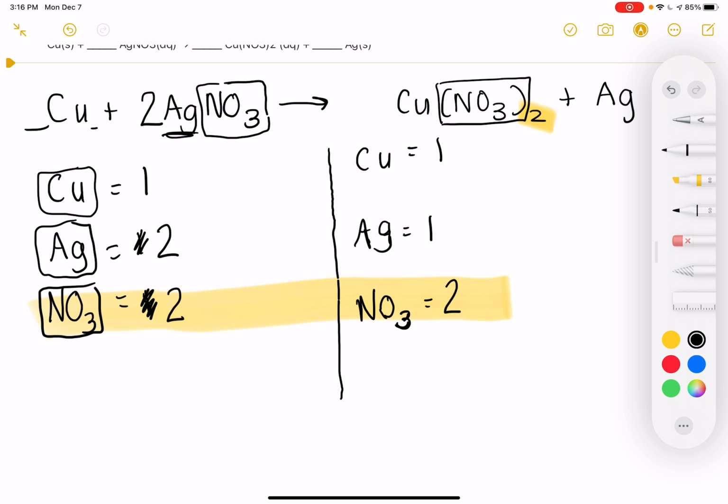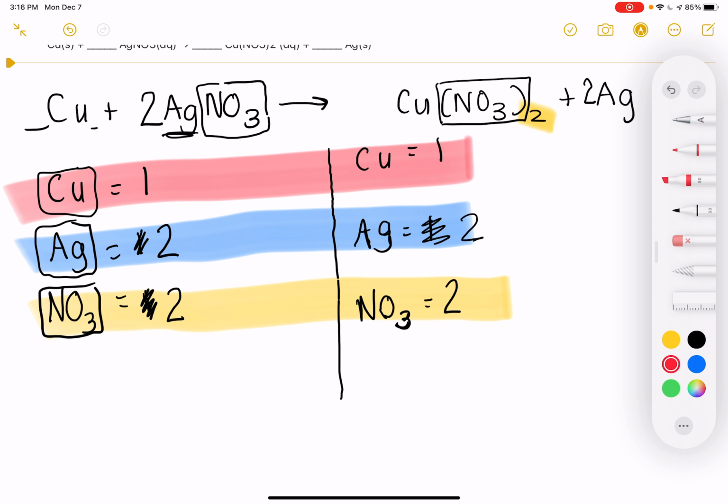Our Ag's are 2 on the left and 1 on the right, so we need to get 2 on the right. If we put a 2 there, it balances out our Ag's, and now we are balanced. We've already got the coppers balanced, so we are good to go. So coppers are good. NO3s are good because that 2 is going to it, and then our Ag's are good. Okay, so that is how you balance that.